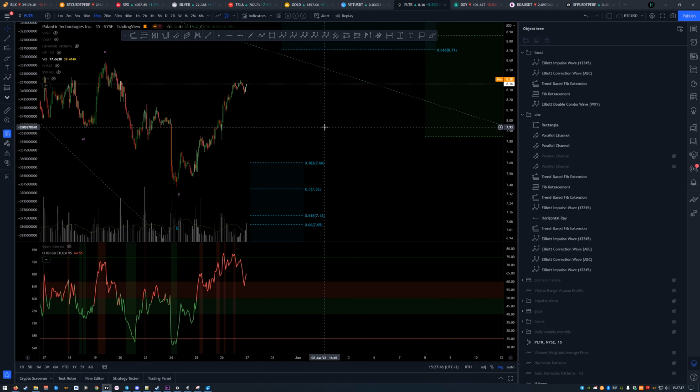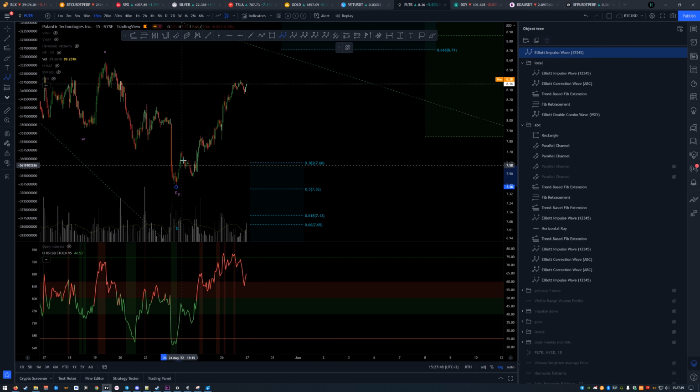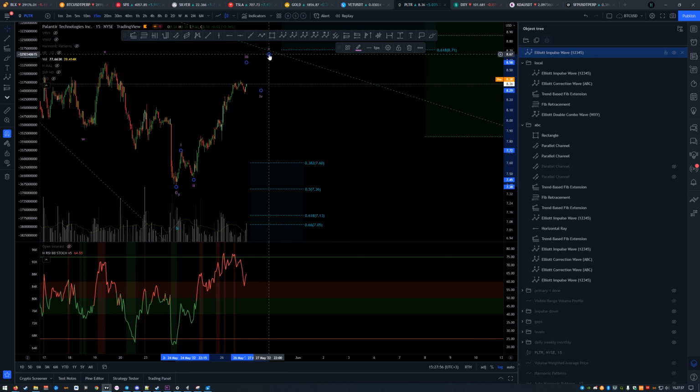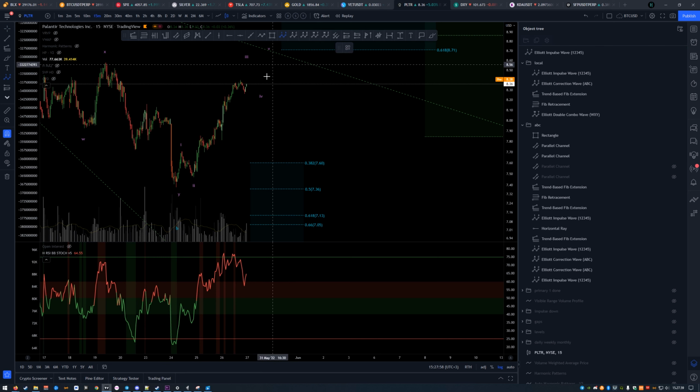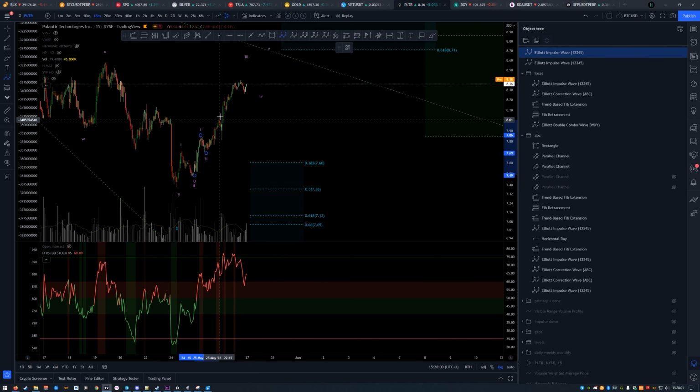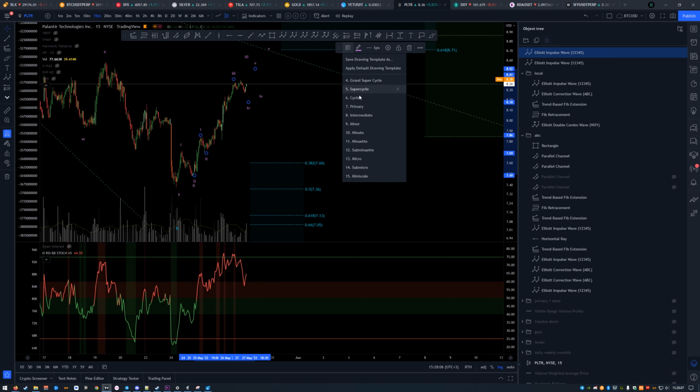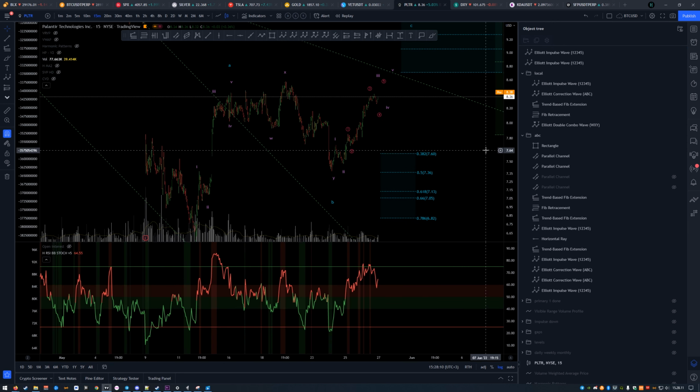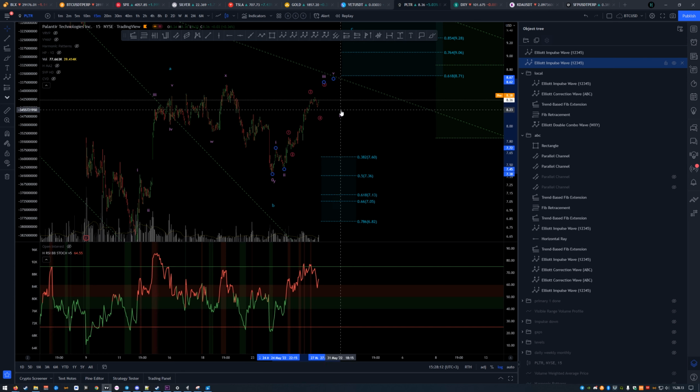So what else can it be? Well, to me, this has to be 1, 2, 1, 2, possible 1, 2, 3, 4, 5, ending something here. And again, on a smaller time frame, this would be 1, 2, 1, 2, 3, 4, 5. So 3 around here, currently making the 4th and then 5th, and this would be in micro count. Something like this.